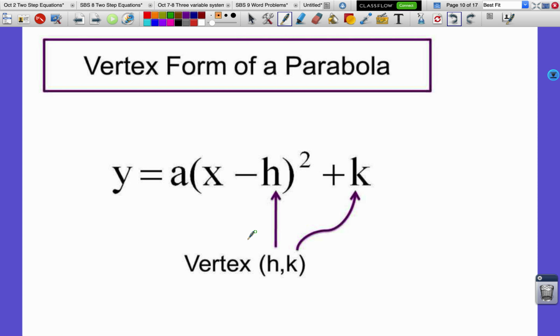Okay, so on that earlier slide, I said that was vertex form. Here, let's write out vertex form with just variables. Go ahead, copy this down. When it's in this form, it's so similar to the absolute value graph. H and K is still the vertex. All we have is this 2 up here, and we don't have those absolute value brackets.